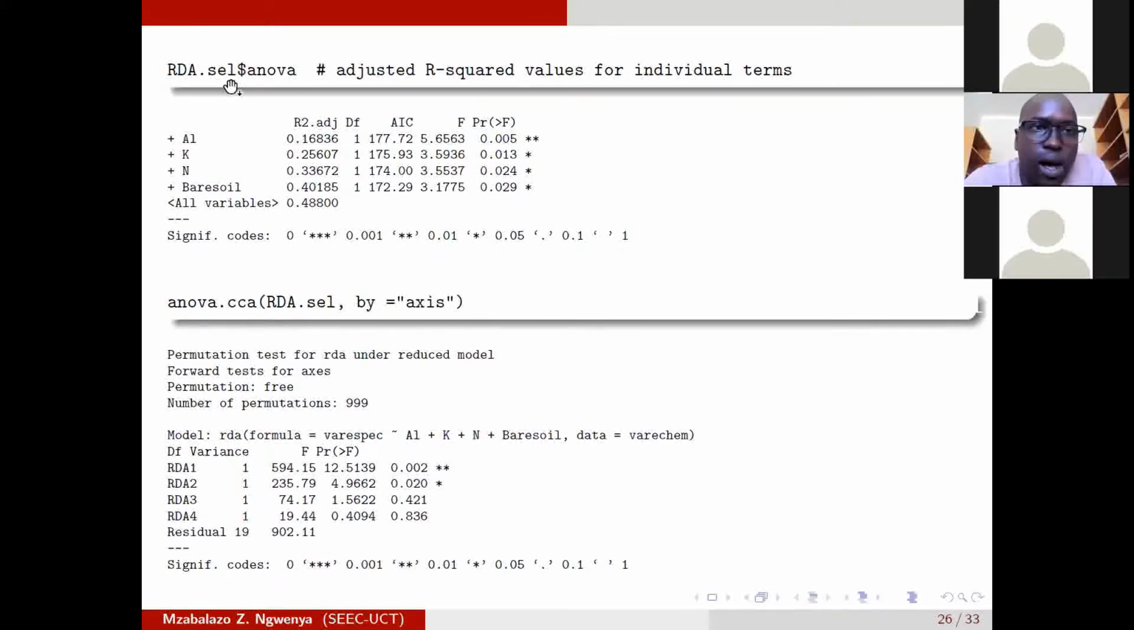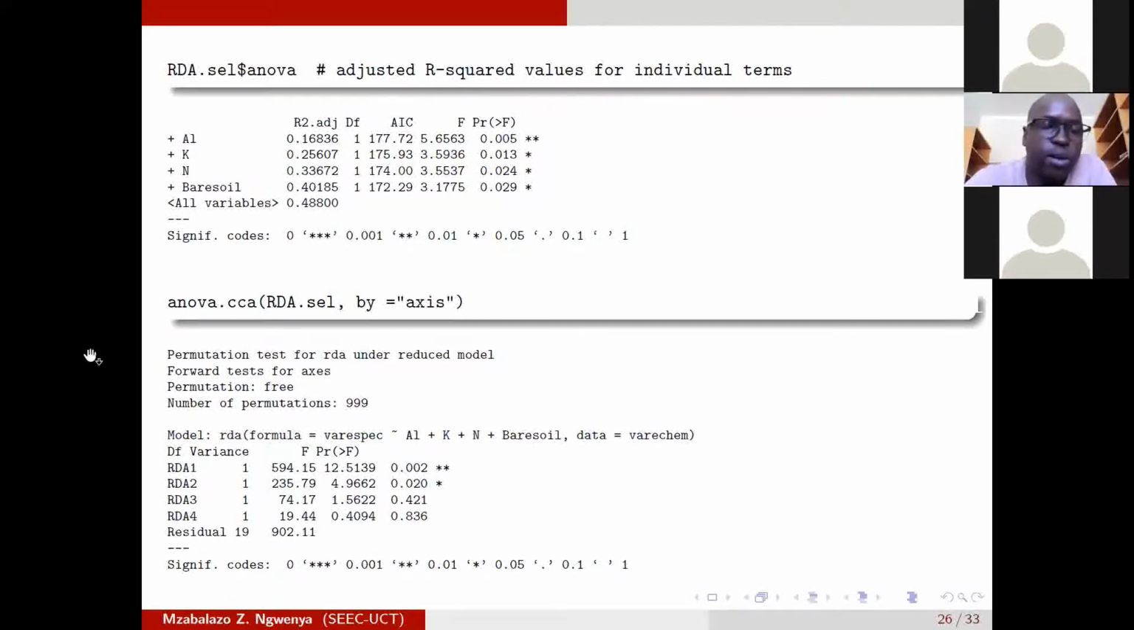So if you call ANOVA on your stepwise selection, it will tell you if your variables are significant, and it will also give you an adjusted R squared value for when each of those variables enters the regression. So we would be happy with this because we see that all our terms are significant.